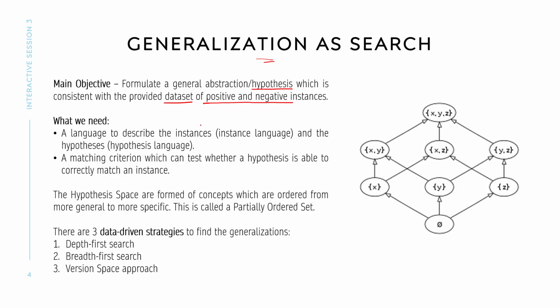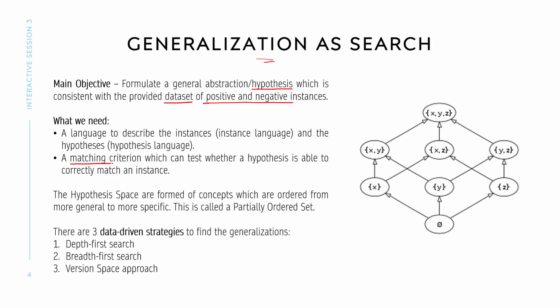So what do we actually need to make this generalization work? First of all, we need a language to describe the instances. So the instance language and the hypothesis language, right? By language, I mean you need to have some sort of representation of the instances and how you want to represent the hypothesis. And the second thing we need is a matching criterion, right?